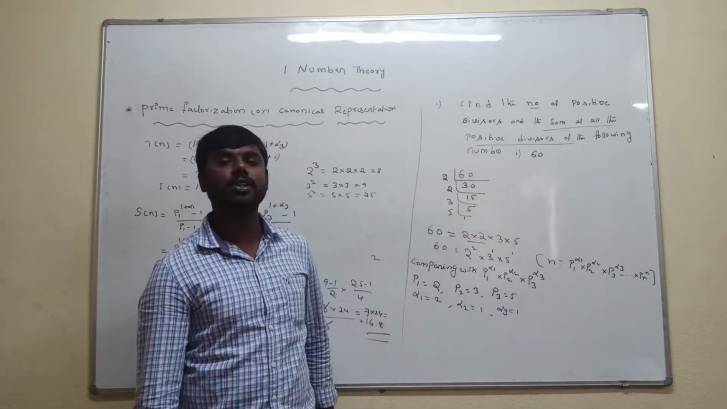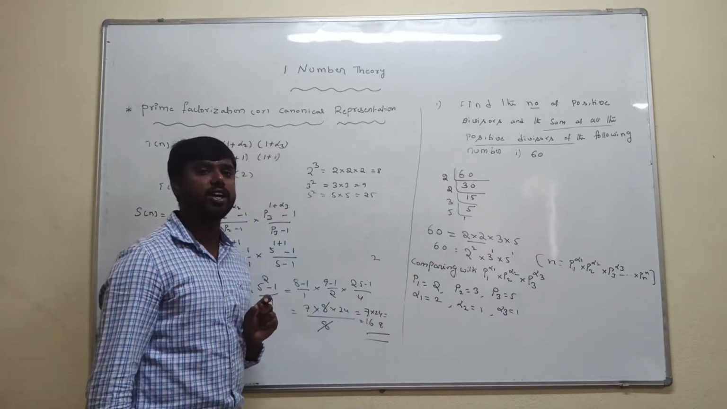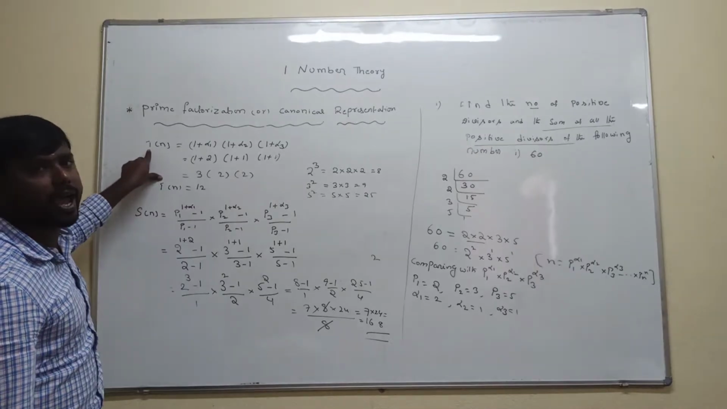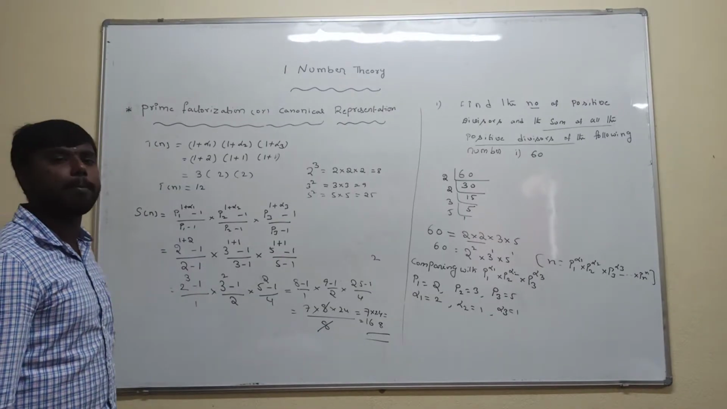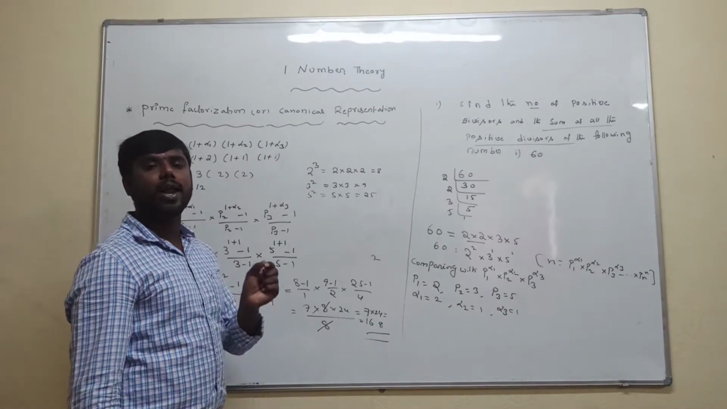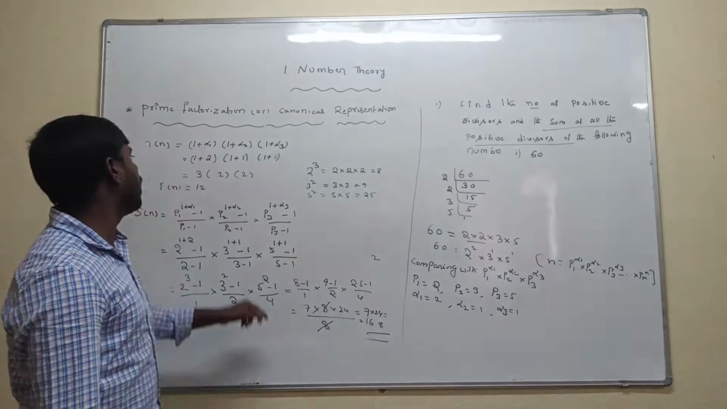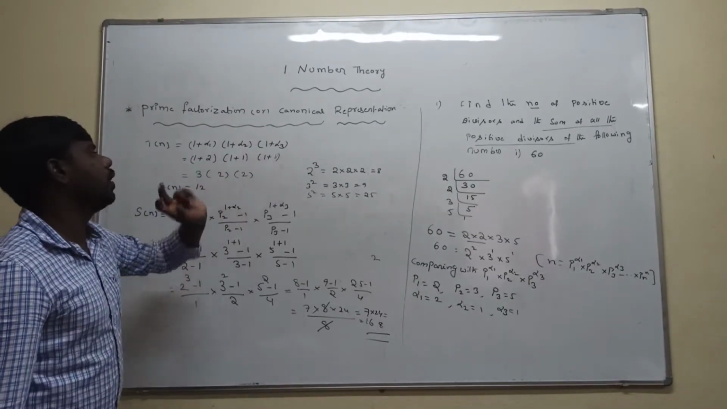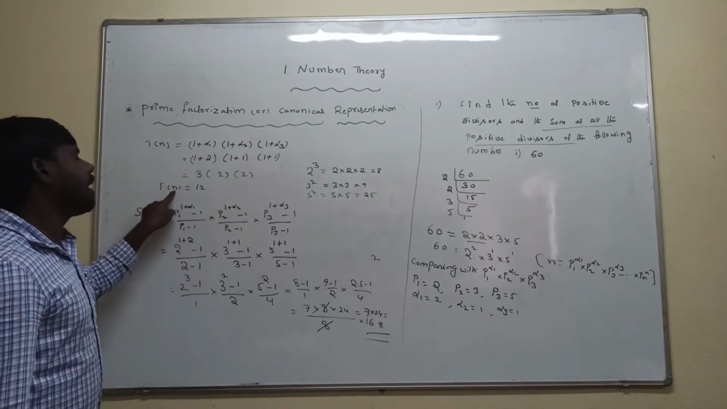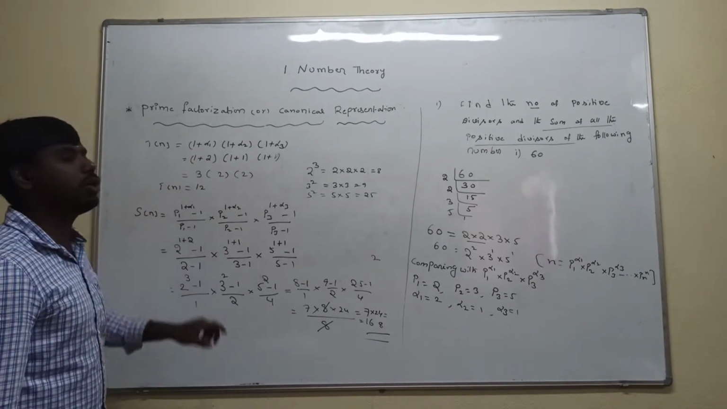But they are asking to find the number of positive divisors of a number, which can be expressed as P of n is equal to (1 plus alpha 1) into (1 plus alpha 2) into (1 plus alpha 3). Now we substitute the alpha 1, alpha 2, alpha 3 values. We get the number of positive divisors is equal to 12.